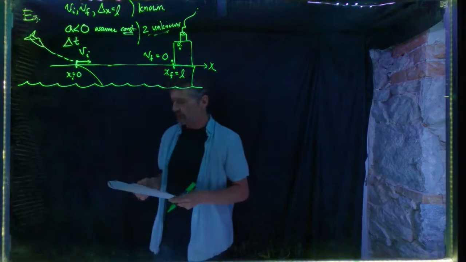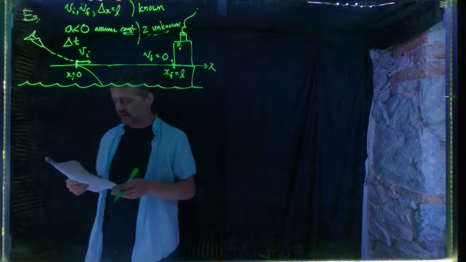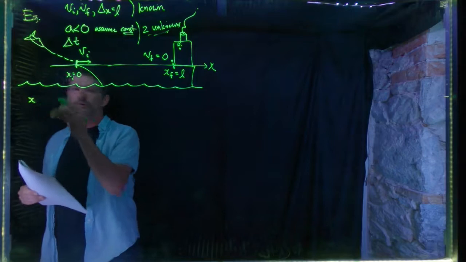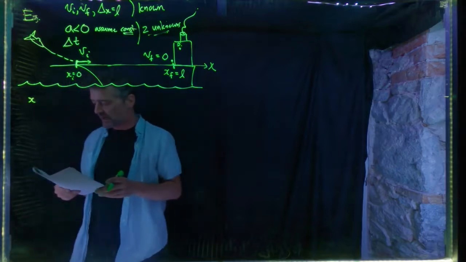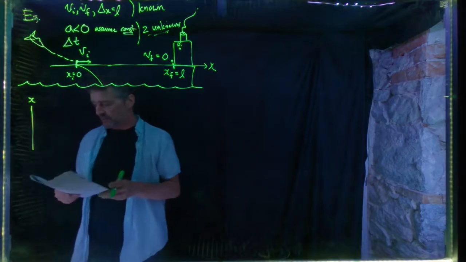The next thing you want to do is make sketches of position versus time, velocity versus time, and acceleration versus time graphs. Okay, and you want to carefully label those graphs with all of the variables that we have up here. Some are known and some are unknown.